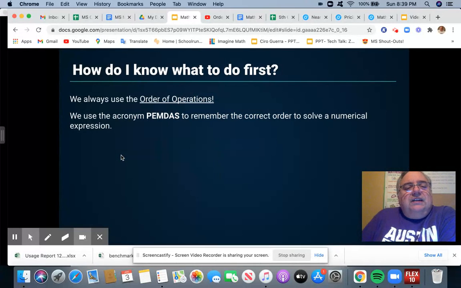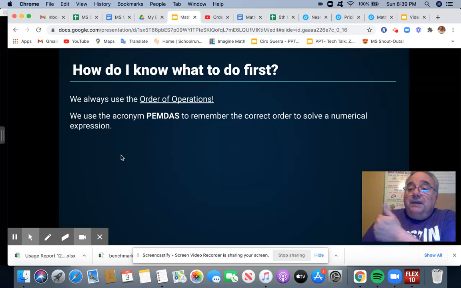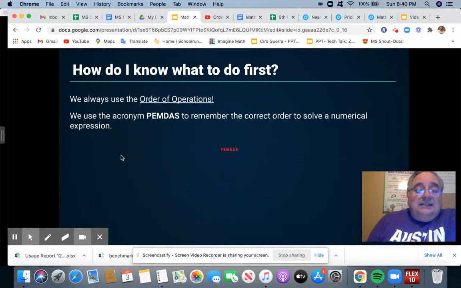What is the acronym? We use an acronym, PEMDAS, to remember the correct order to solve a numerical expression. The way I learned it back in school was P, please, E, excuse, my dear Aunt Sally. So P is for parentheses, E is for exponents. My dear, that's multiplication, division, and Sally, addition and subtraction.